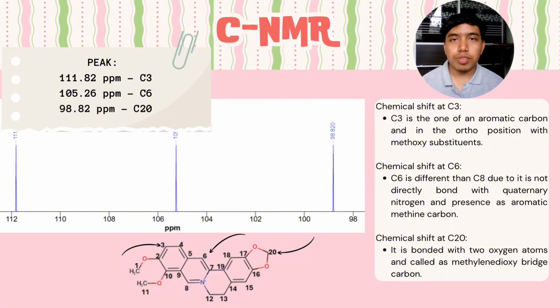Moreover, carbon 3 absorbs at 111.82 ppm, with its shift influenced by the ortho position to a methyl-C group. Then, carbon 6 at 105.26 ppm is distinguished from earlier signals like carbon 8 because it lacks a direct bond to the nitrogen atom. And lastly, a peak appears at 98.82 ppm for carbon 20 because this is the methylenedioxy bridge carbon, and its attachment to two electronegative oxygens places it in this distinct region.